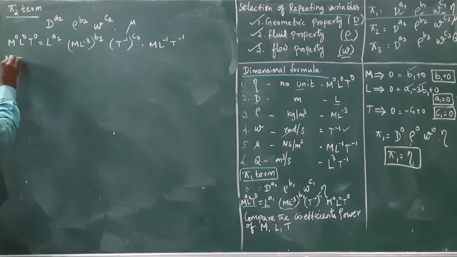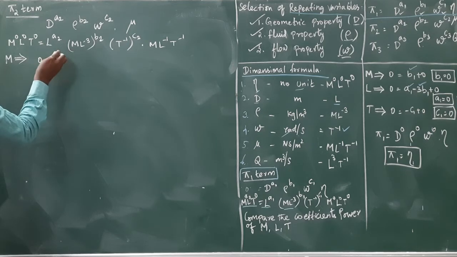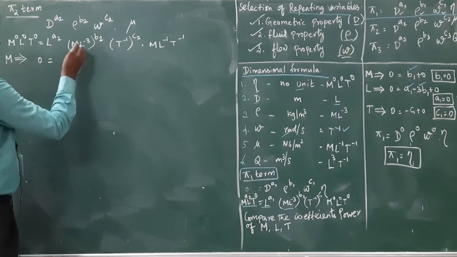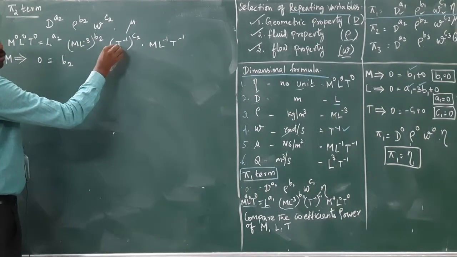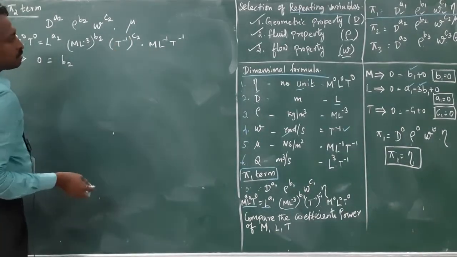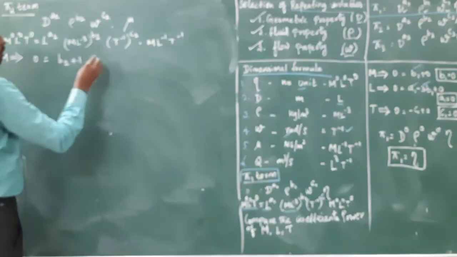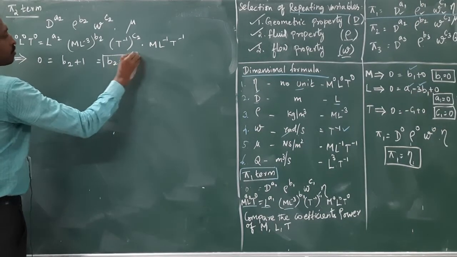Take the power of M. Left side power of M is 0. On the right side, here there is no M term. Here the M term is 1 to the power of b2. Next, here there is no M term. Here the M term is 1. So b2 plus 1, so b2 equal to minus 1.